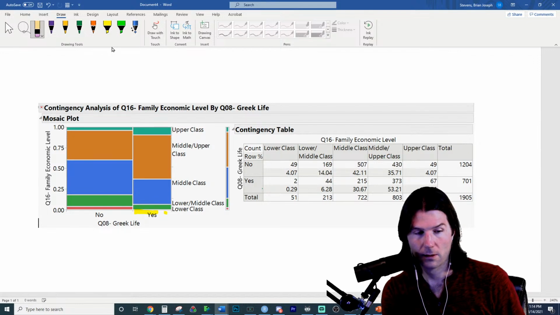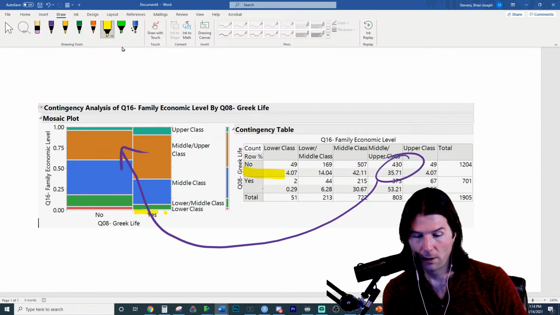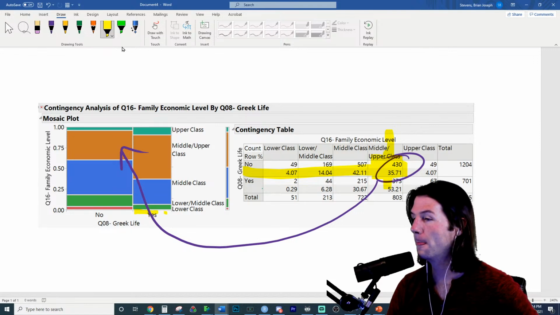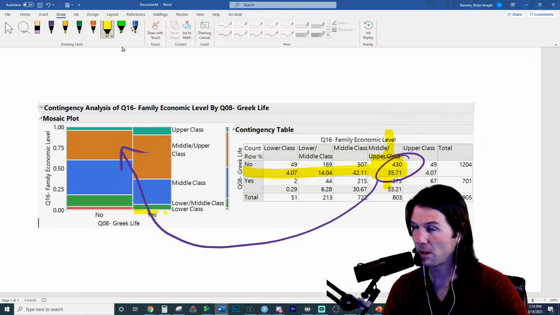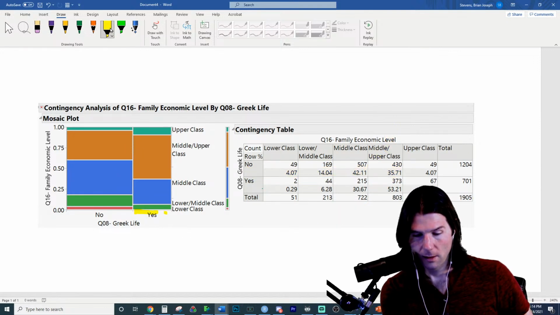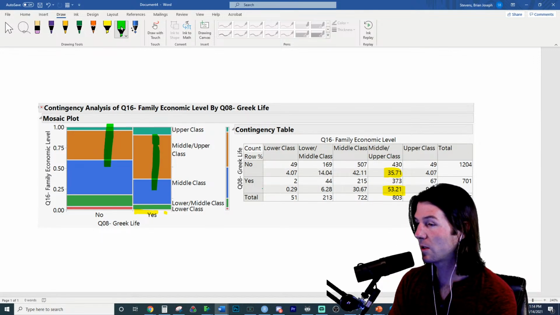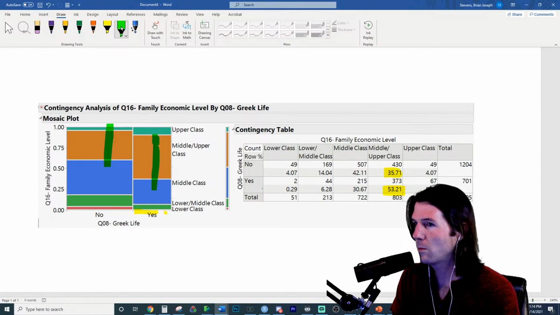But compare that to this right here. These are the people who are not in Greek life. What do you notice right here? If we compare the numbers, this is going to be 35% to 53%. These differences are kind of large: a greater majority of the people in Greek life come from or identify as middle slash upper.